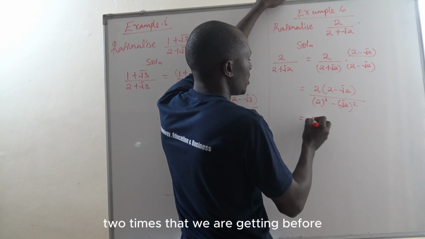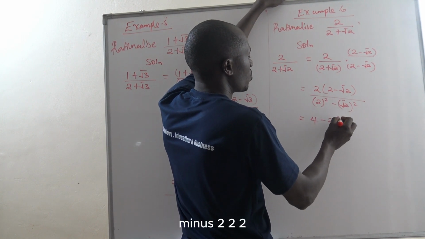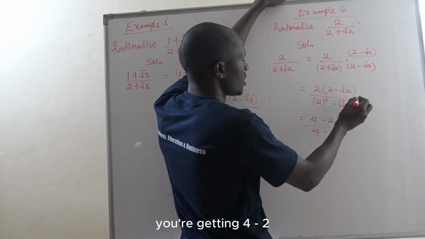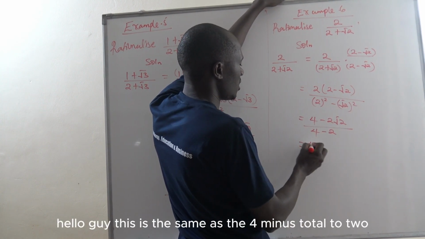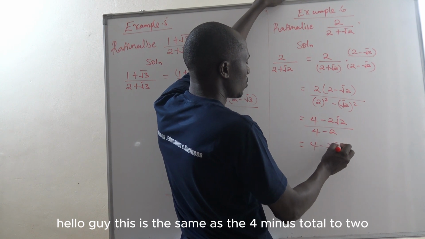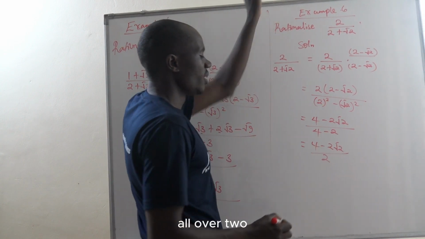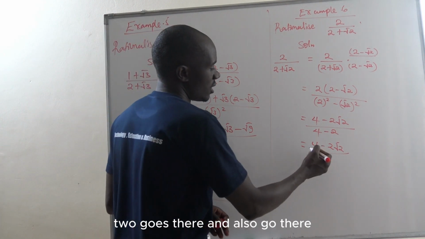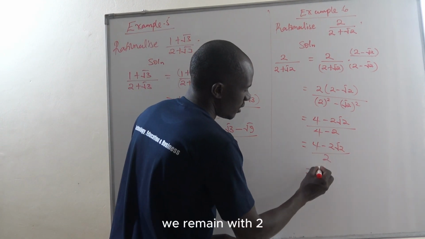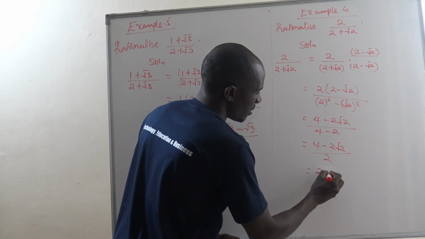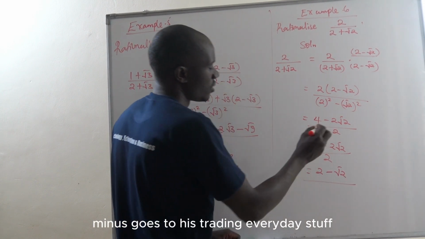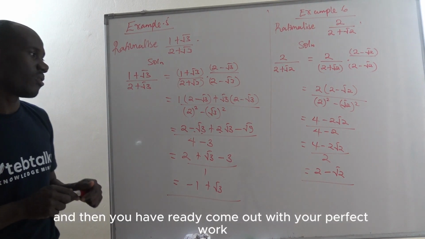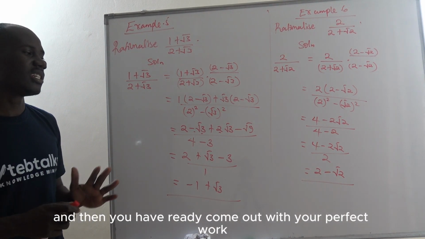2 times 2 you are getting 4 minus 2 root 2. Very good. All over, what is 2 squared? You are getting 4 minus 2. This is the same as 4 minus 2 root 2 all over 2. And when you reach here, 2 divides every number. 2 goes there and also goes there. What do we remain with? We remain with 2 minus root 2. Because 2 is dividing everything, and then you have already come out with your perfect work.